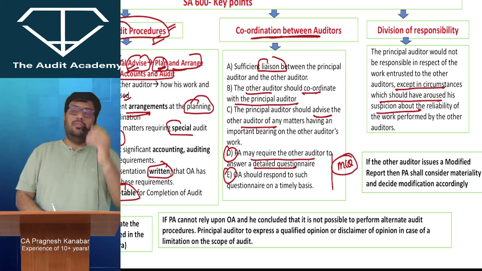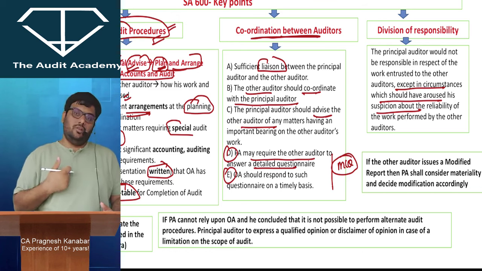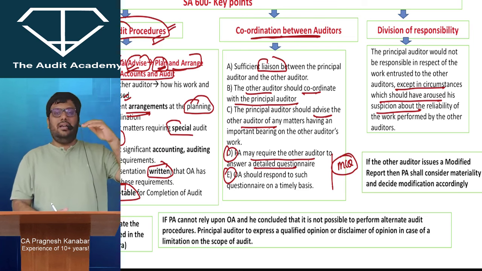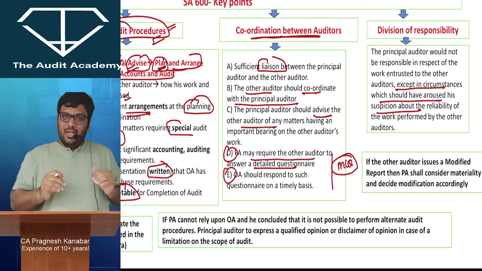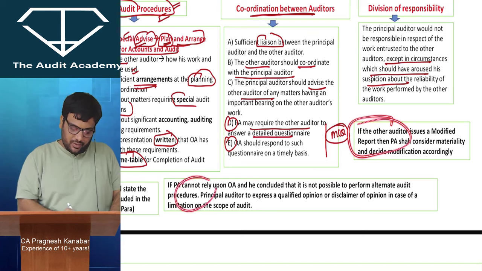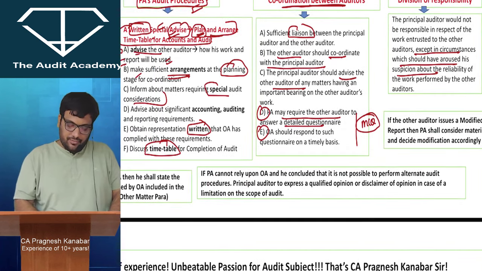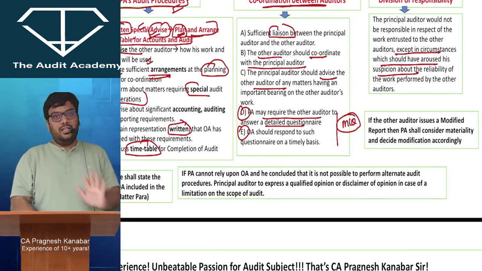Now, just because you have given a qualified or adverse opinion, that does not mean the principal auditor will also modify the opinion, because I am auditing the parent entity. What may be material at the component level may not be material at the parent entity level. I hope you understand this line very clearly. So for the reporting lines, I have created boxes and written them separately. Look at this: if the other auditor issues a modified report, then the principal auditor shall consider materiality and decide modification accordingly.